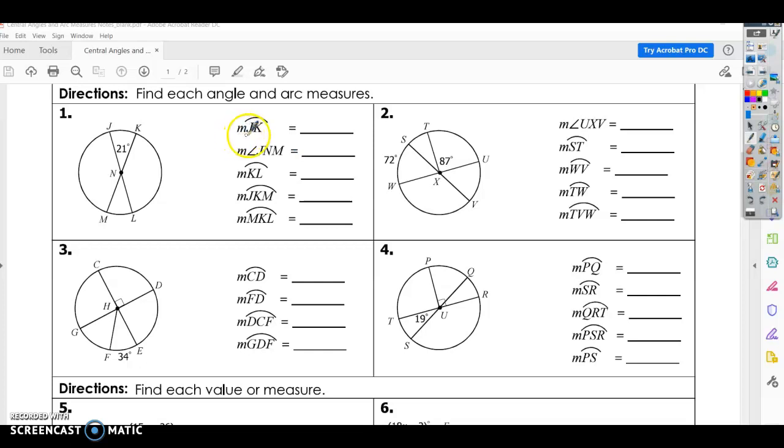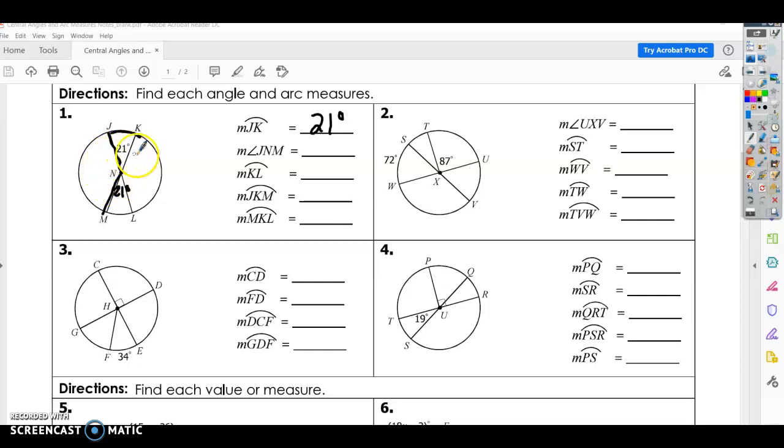The first one says the measure of arc JK, so we're looking for that arc measure. We see that the central angle is 21, so we know the arc measure is the same. Then we're looking for the measure of angle JNM. JNM is this angle. We know that the entire circle is 360. These are opposite angles, so they're going to be the same, 21 and 21. You remember back from Math 1 or Geometry, whichever you had.